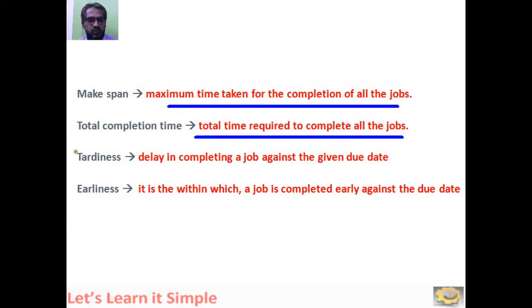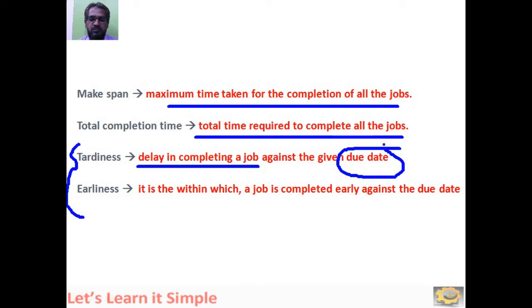Next we have 2 more parameters named tardiness and earliness. What is tardiness? Tardiness is the delay in completing a job against a due date. If a job J1 is given a due date, we need to complete it within the due date. If the completion time exceeds the due date, then it is called tardiness in the job.